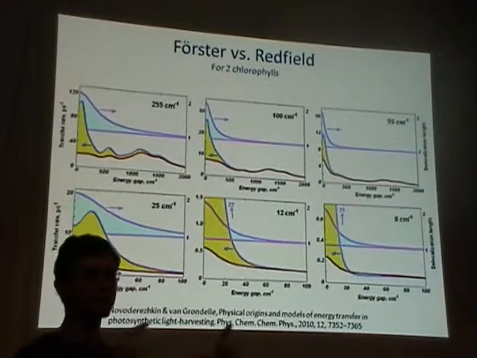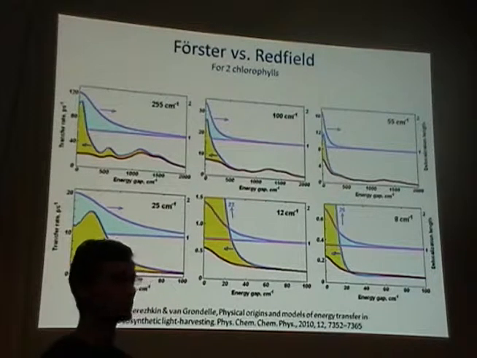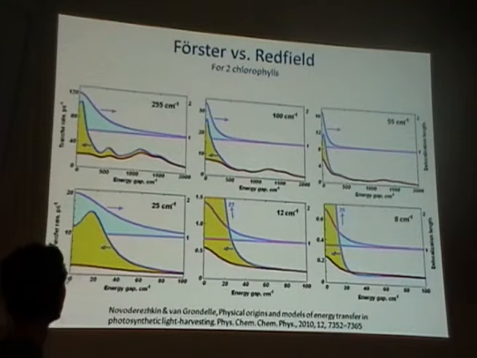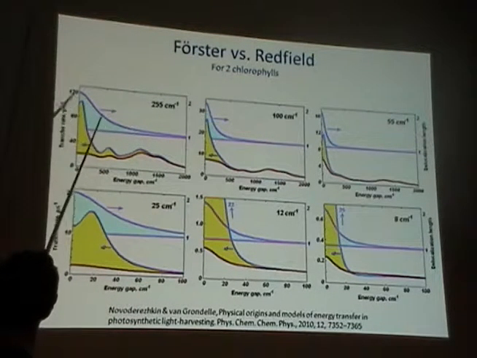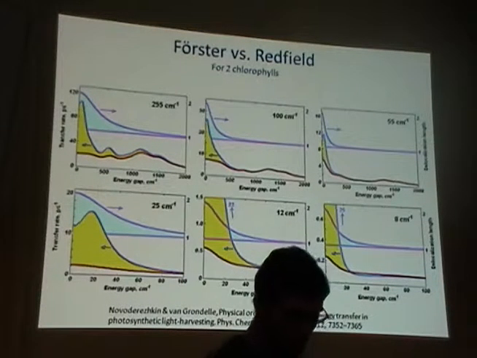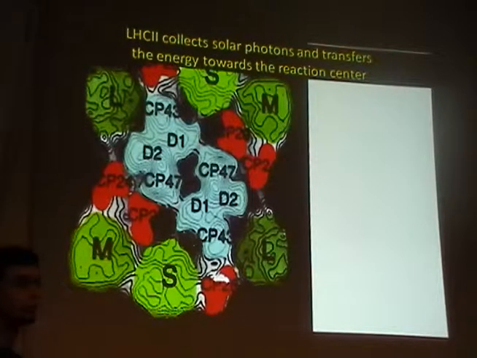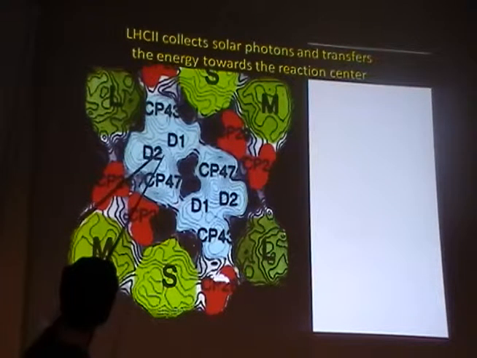I've also shown here the purple or magenta curves of the delocalization length. This is a case for two chlorophylls. Delocalization length describes basically the length of the excitation. So if it's one, it's localized on one chlorophyll in this case. If it's two, it's delocalized on both. And this corresponds very well to the transfer rate. So keep this in mind for the rest of this talk.